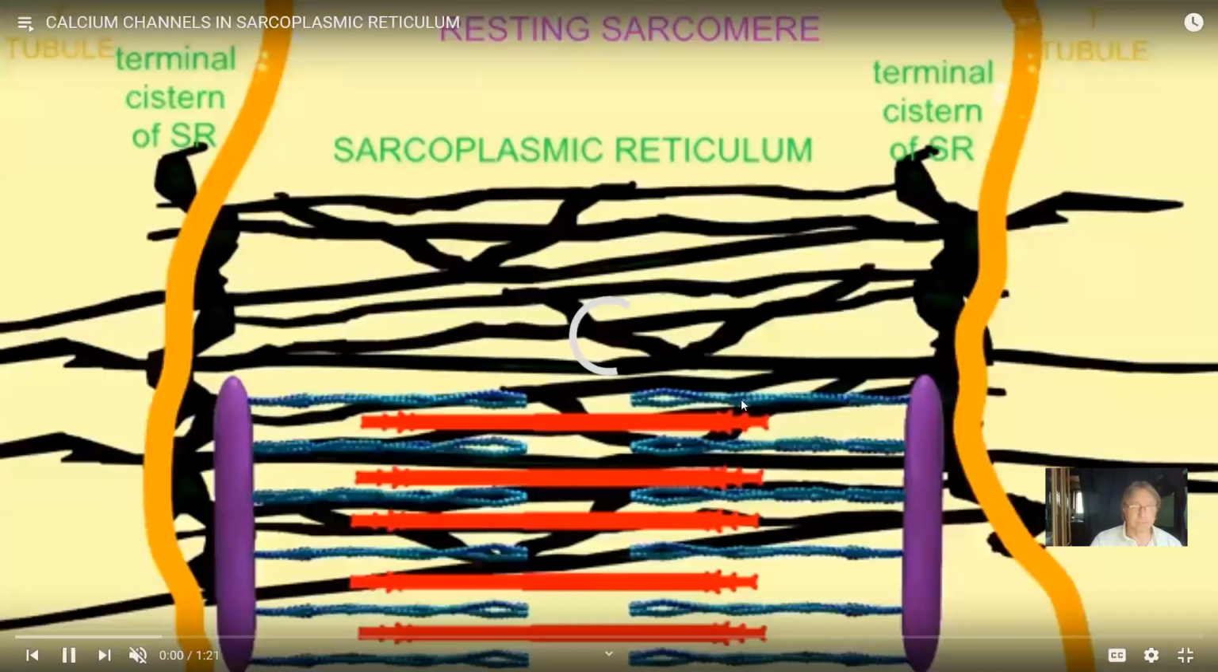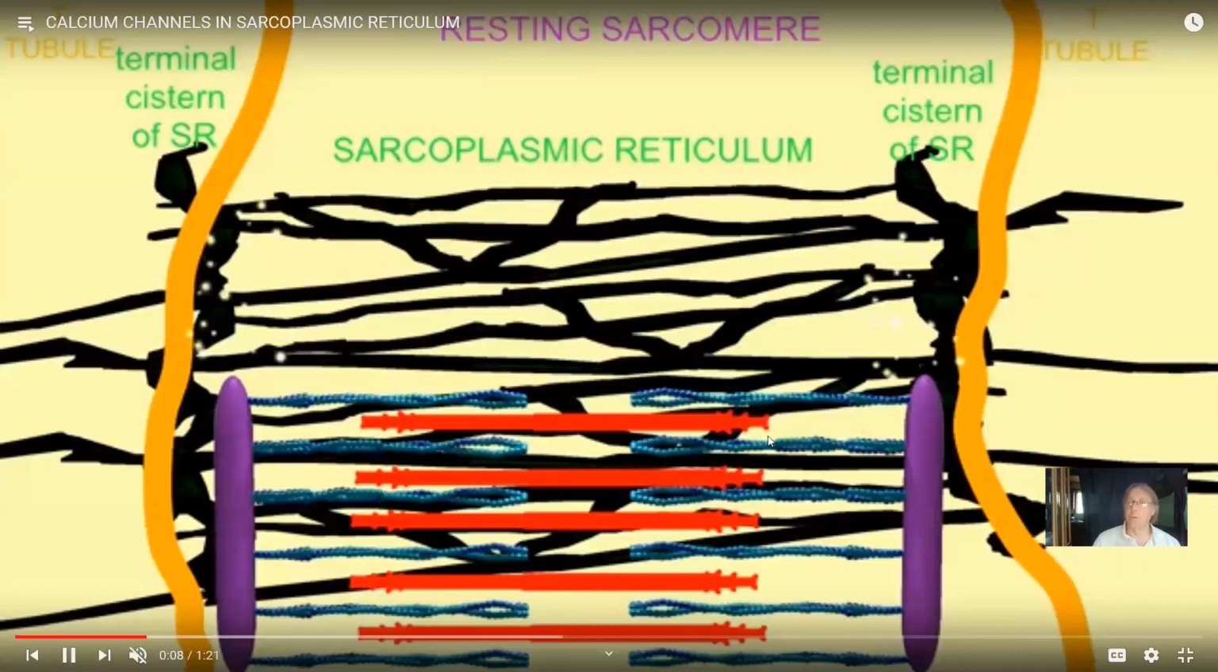So at rest, this myosin is not pulling on the actin because tropomyosin is covering the active sites of actin and troponin holds it in place. But when the electrical message from the cell membrane comes down the T-tubules, it will then cause calcium to be released from the SR. And this then is the signal to start the muscle contraction, because the calcium will then bind to troponin.